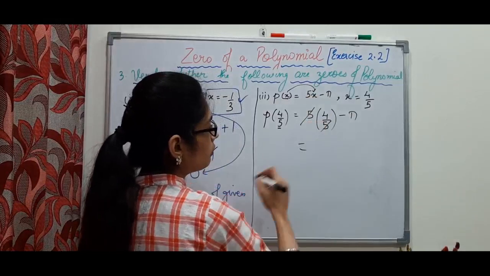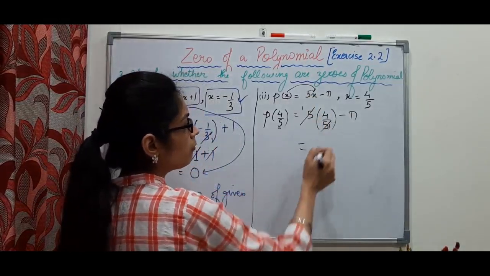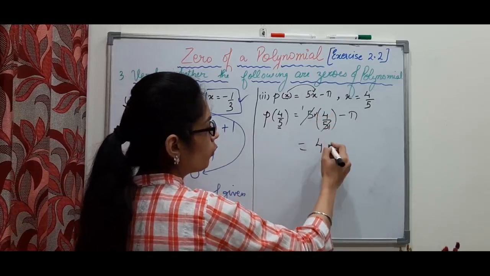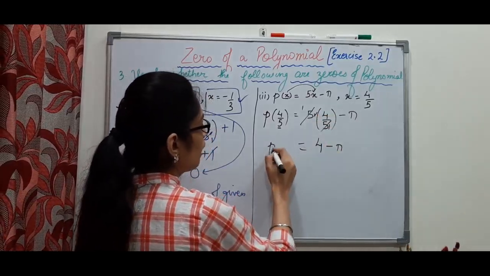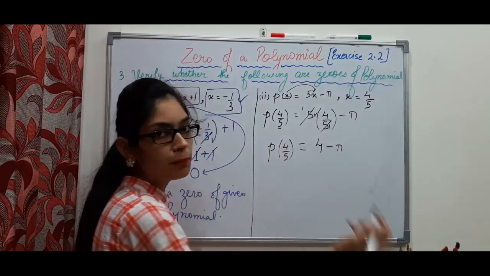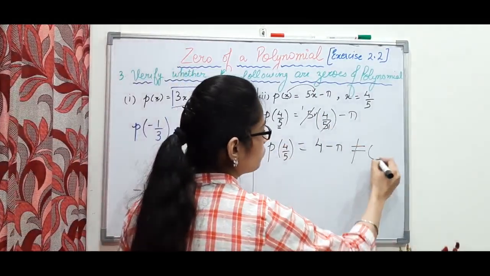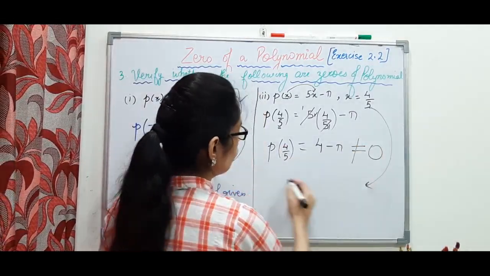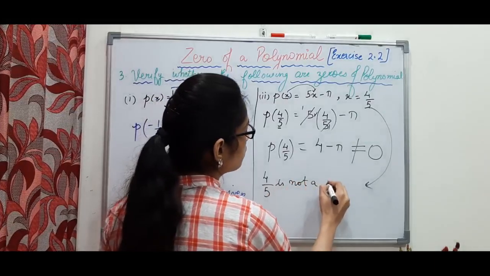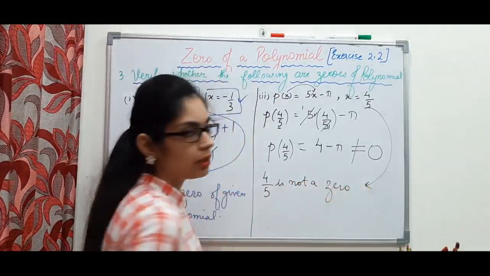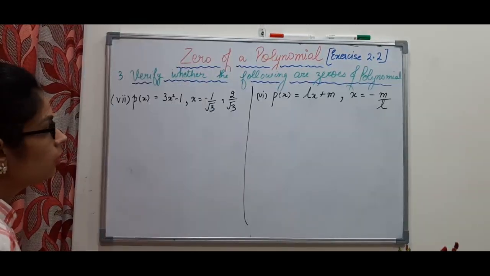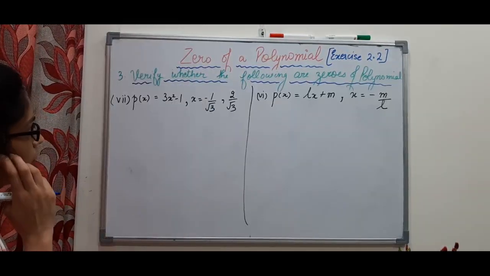This 5 and this 5 will get cancelled. 5 into 1 is 5, 5 into 1 is 5. So I am left with 1 into 4, that is 4 minus pi. So the value of the polynomial at 4 by 5 is 4 minus pi. This is not equal to 0, which means 4 by 5 is not a 0 of the given polynomial. Now let's do the other parts. So the next two parts I have written.